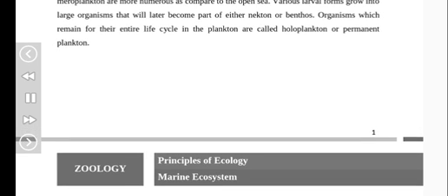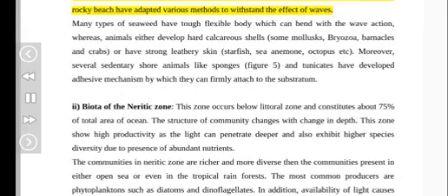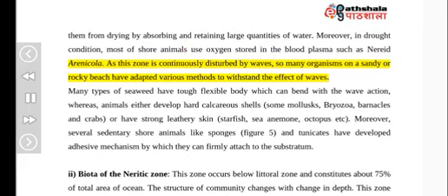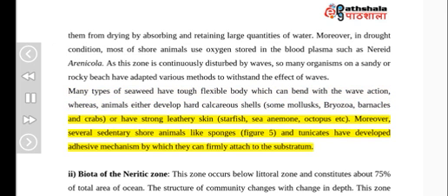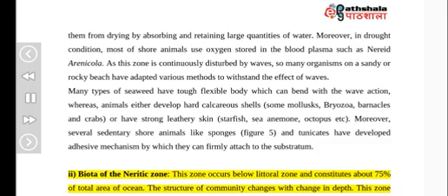As this zone is continuously disturbed by waves, many organisms on a sandy or rocky beach have adapted various methods to withstand the effect of waves. Many types of seaweed have a tough, flexible body which can bend with the wave action, whereas animals either develop hard calcareous shells, such as some mollusks, bryozoa, barnacles and crabs, or have strong leathery skin, such as starfish, sea anemone, octopus etc. Moreover, several sedentary shore animals like sponges, figure 5, and tunicates have developed adhesive mechanisms by which they can firmly attach to the substratum. Biota of the neritic zone.